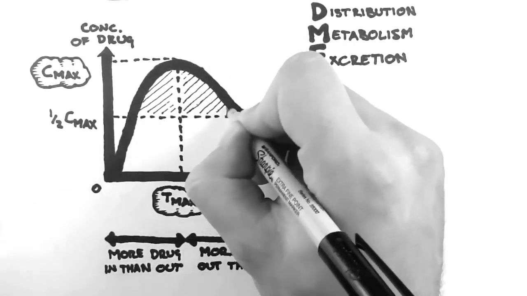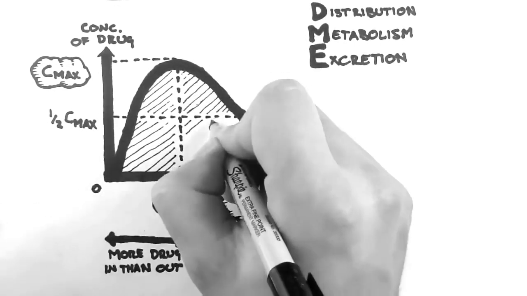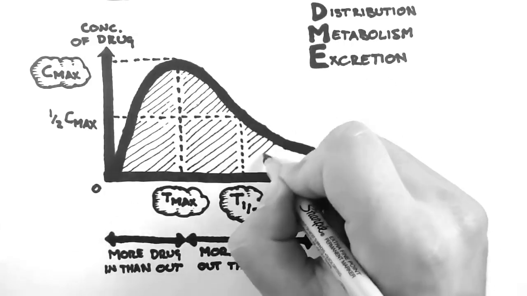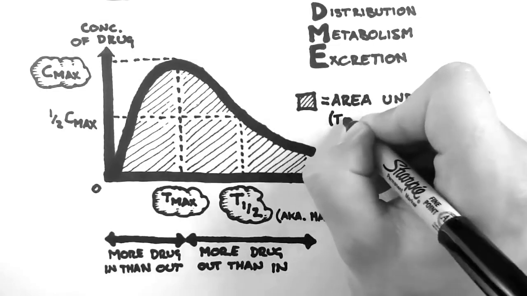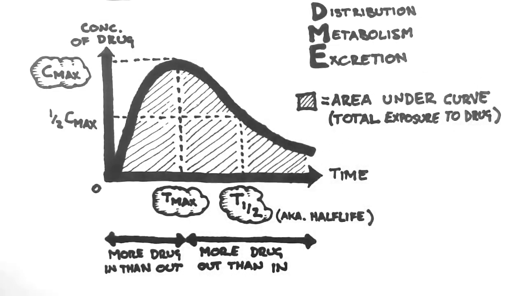The last thing to look at is the area under the curve, and this I have illustrated by shading in the space under the graph. This represents the total exposure to a drug that the body receives. This is a function of how high the concentration of the drug gets, as well as how quickly it's excreted. And that's an introduction to the basics of pharmacokinetics. In the next video, we'll look at routes of drug administration and how different routes can affect Cmax and Tmax.